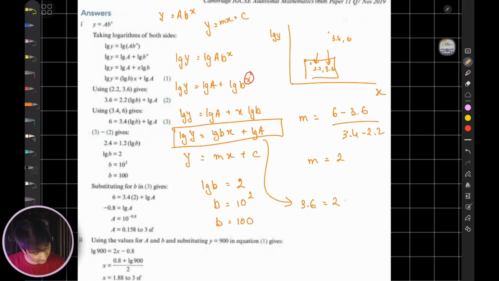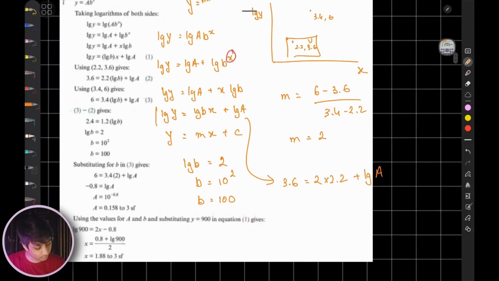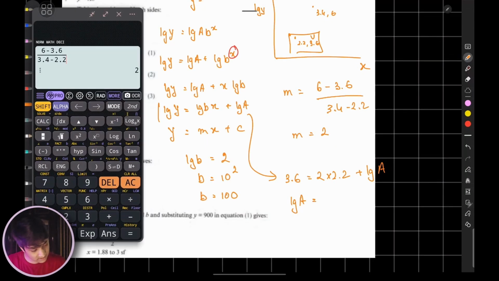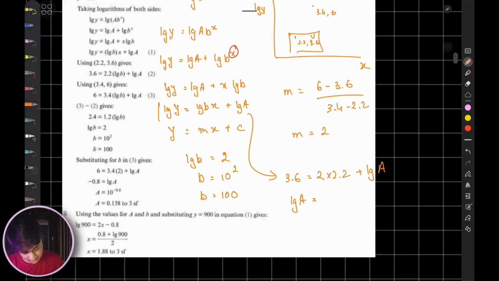So let's plug that in, and notice the x value is nothing but 2.2, right? 2 times 2.2, because it is log b times x, so the log b value is 2 and the x value is 2.2. Then add log a, which you're going to find out. So you find the logarithm of a by making log a the subject. If you make log a the subject, what is the value that you find? It's going to be 3.6 minus 2 times 2.2. It's going to be minus 0.8.